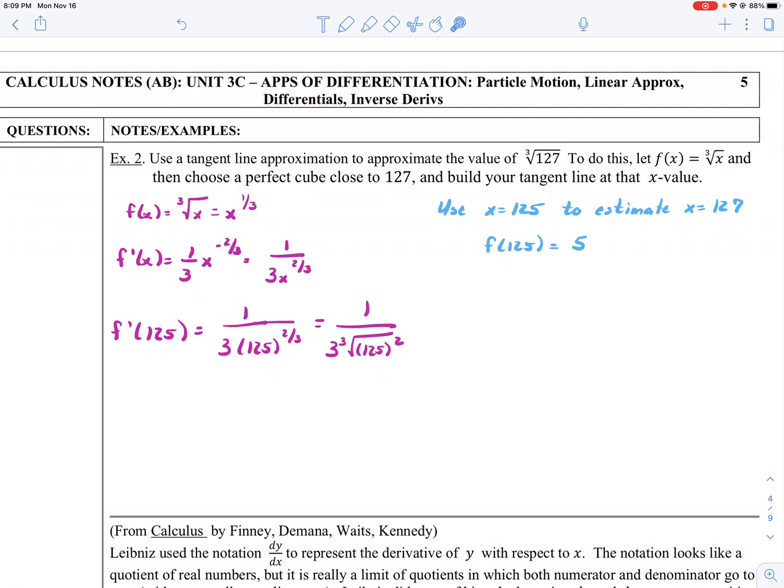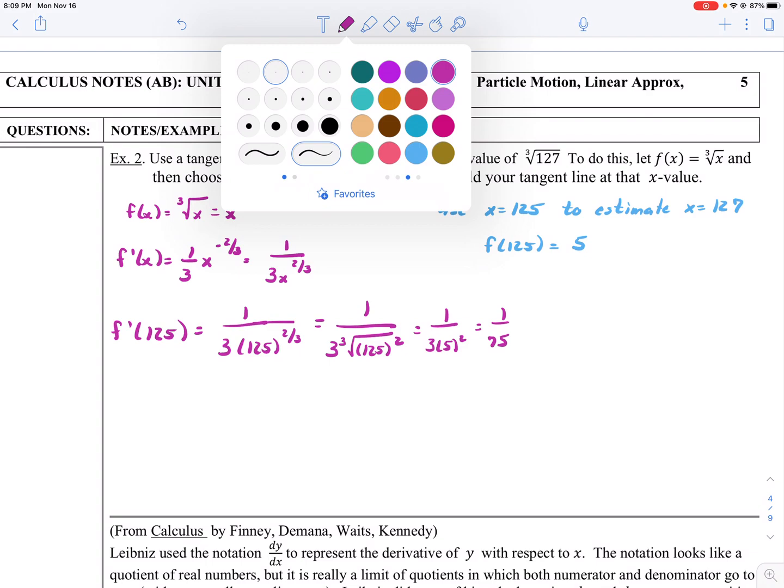I don't want to do that. I'm trying to do all of this without a calculator. So I want to cubed root 125, which is 5, and then I want to square that. The order of these, they're both powers, so the order of them doesn't matter. I can do this one first or I can do that one first. So cube root first, then square it. Looks like this is going to be 1/3 times 25, or 3 times 5 squared, which is 1/75. That's my slope. So let's write the equation of the tangent line here.